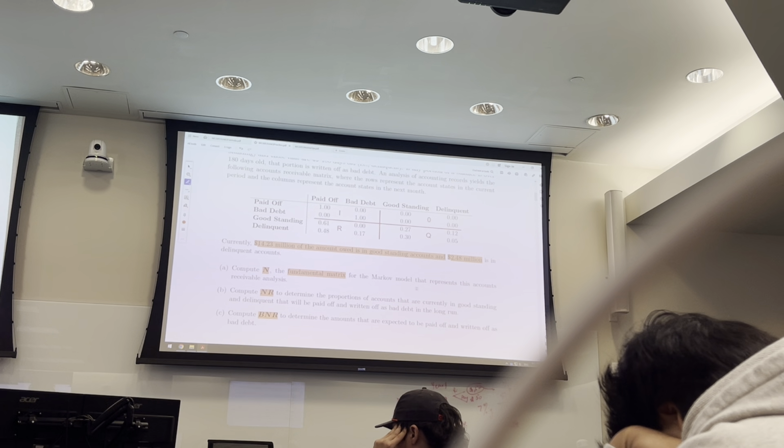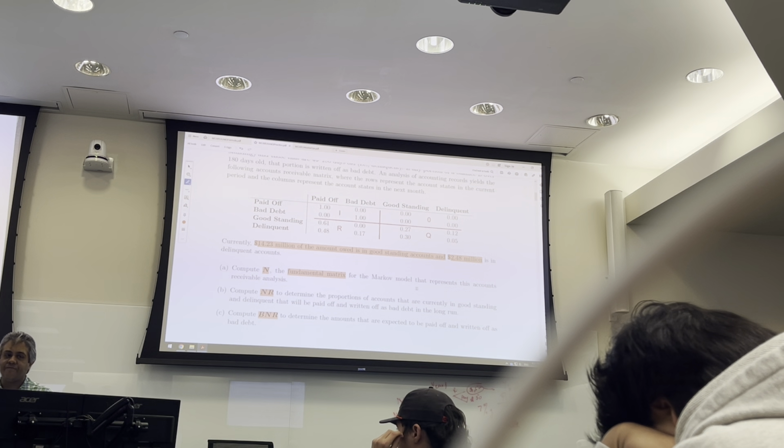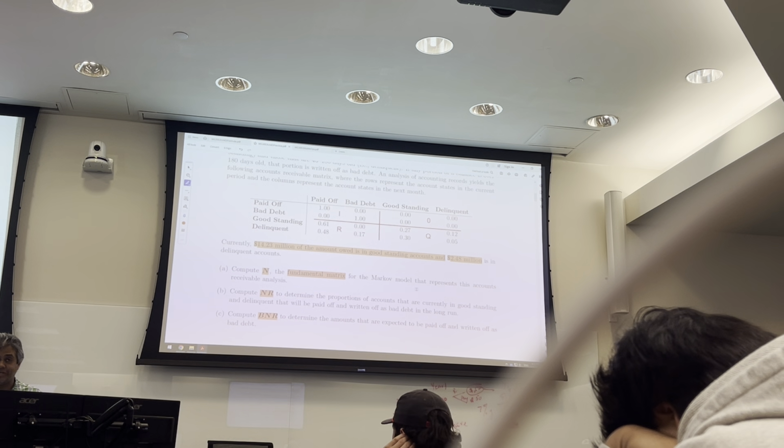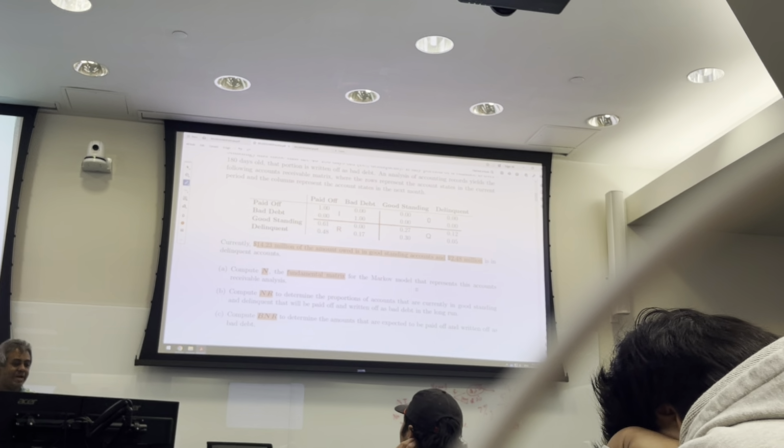And by the way, make sure your answers make sense. If you find N times R, make sure everything in the matrix is a valid probability. If you get values that are more than 1 or negative, you probably did something wrong. Always double check that. Make sure your answer makes sense.